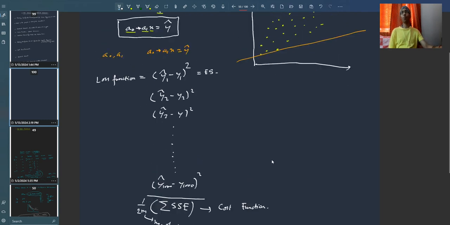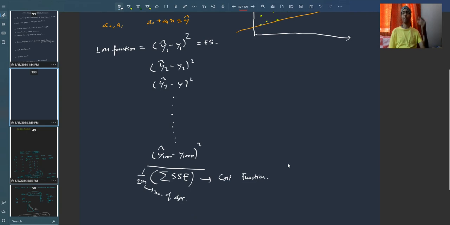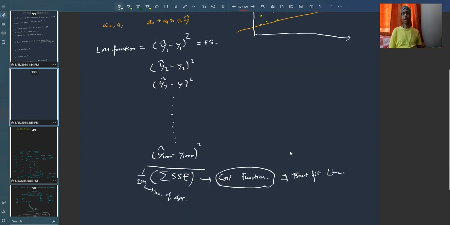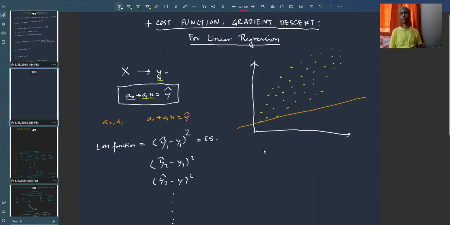Now, what is the objective of this? We have termed fancy things, but what is the goal of this? The goal is to minimize the cost function. To minimize the cost function implies to get the best fit line. Line of what? Best fit line of linear regression. So obviously, this orange line is not the best fit line. We want to minimize the cost function, which ultimately will result in creating the best fit line.